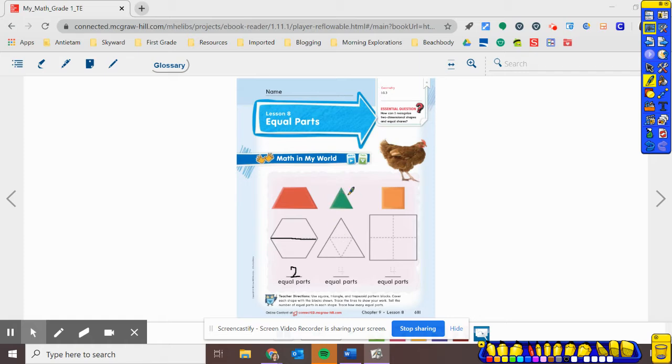Now we're using triangles. So let's see, they made a really big triangle. I'm going to trace my lines. So that's going to help me count. And now I'm going to count all of the triangles that I see. 1, 2, 3, 4. 4 equal parts. All of those triangles are the same exact size and shape. They are equal.